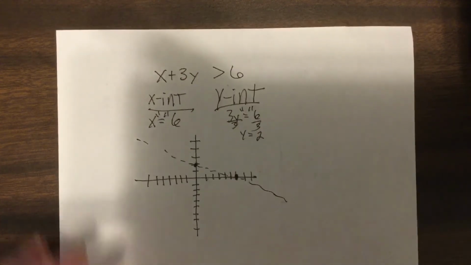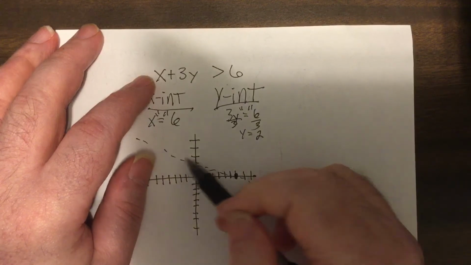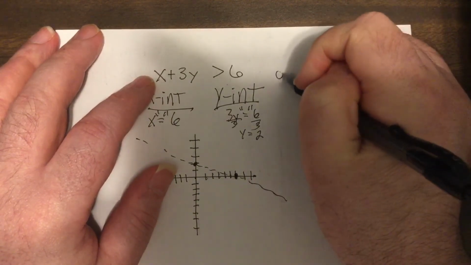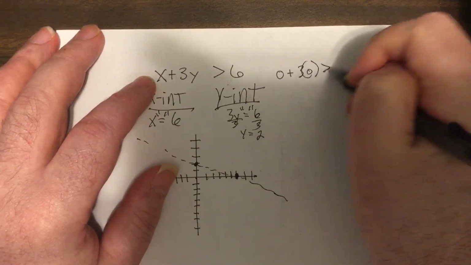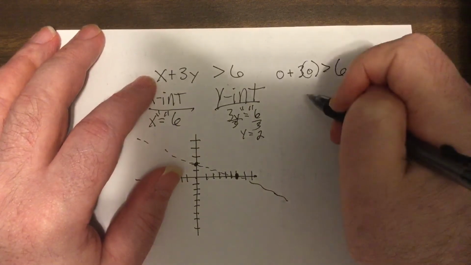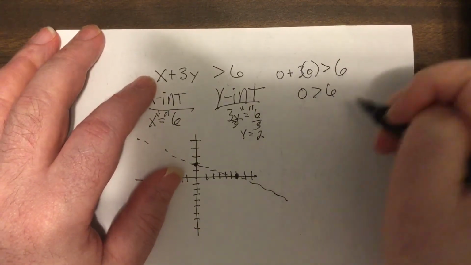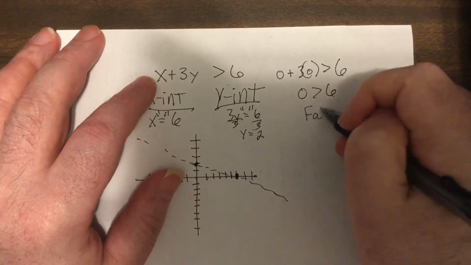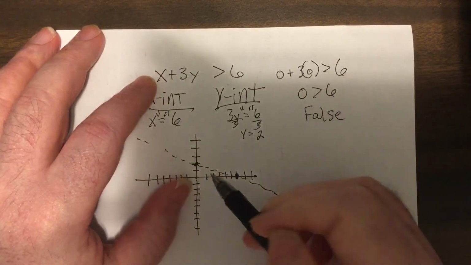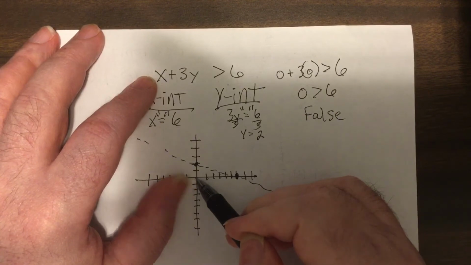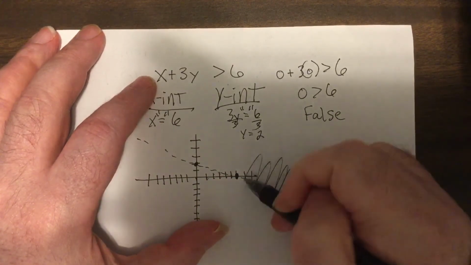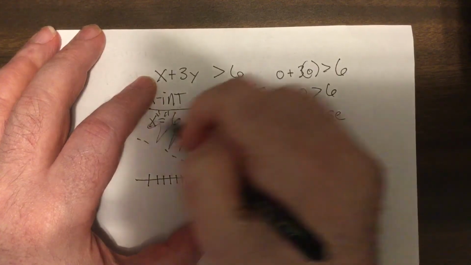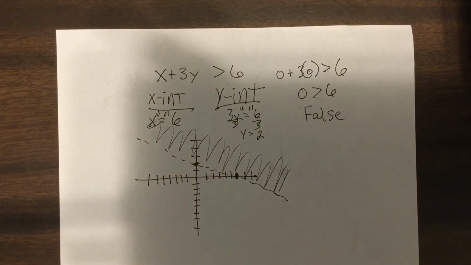Now, I'm going to pick 0, 0 again, the origin. It's not on the line. So 0 plus 3 times 0, is that greater than 6? Is 0 greater than 6? And hopefully you would say false. So since this point is false, everything on this side of the line is false. So this side of the line must be true.